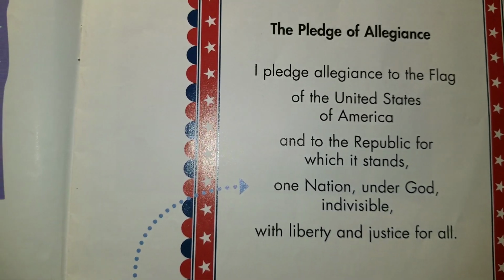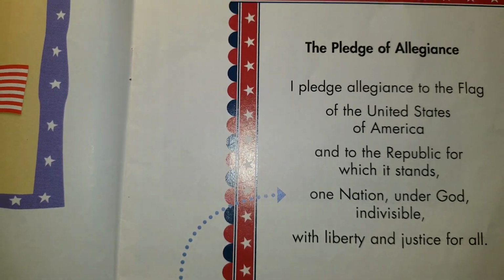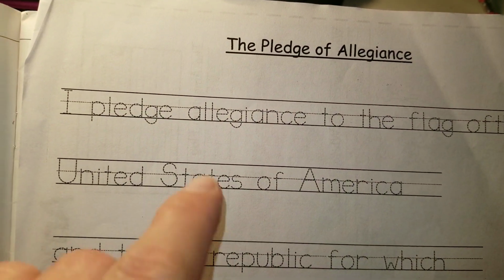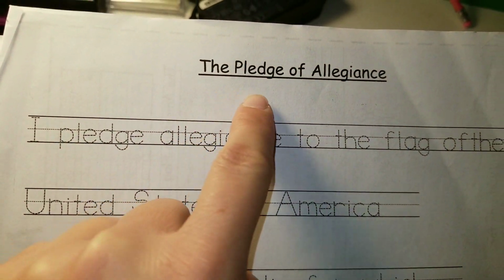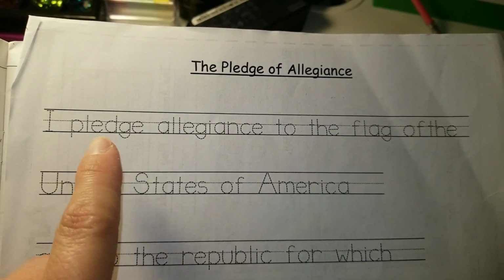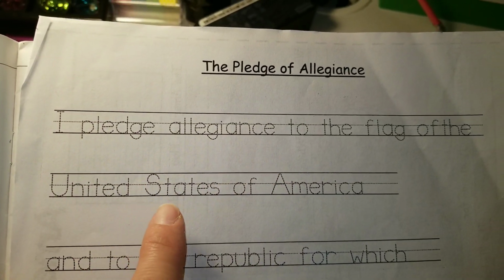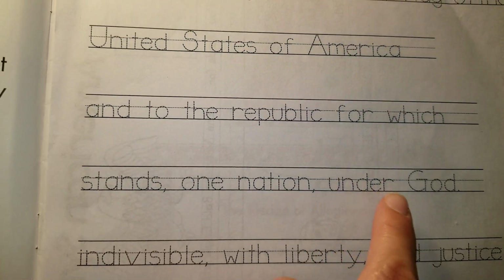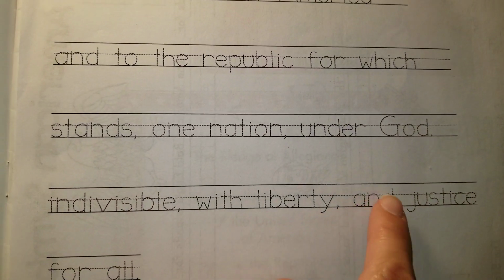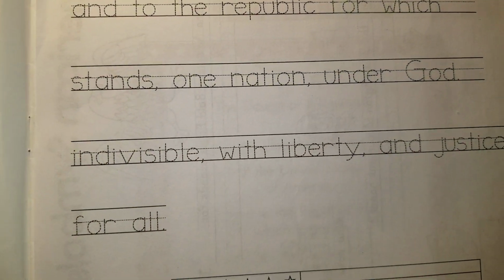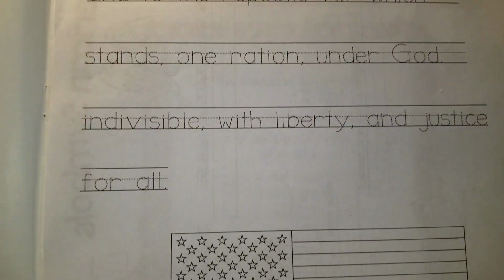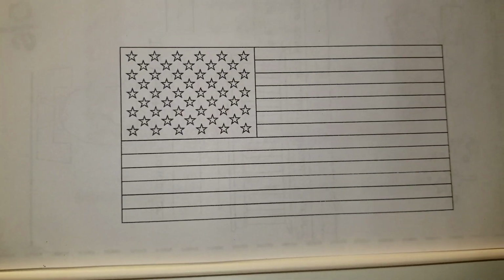So I want you to go find the last page on your packet now. It's the page that begins with this title, The Pledge of Allegiance. I want you to trace the words, and as you trace the words of the Pledge of Allegiance, I want you to try to read them, sound them out. You know all your letter sounds now. And once you're done tracing the Pledge of Allegiance, I want you to go ahead and color your flag.